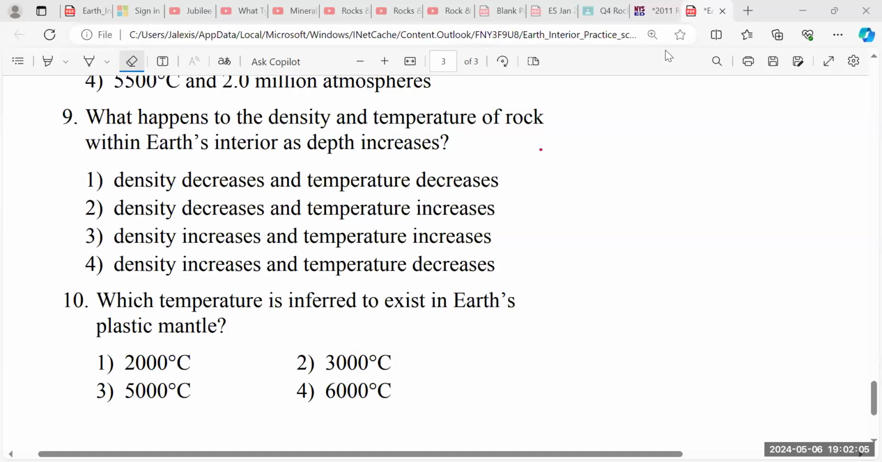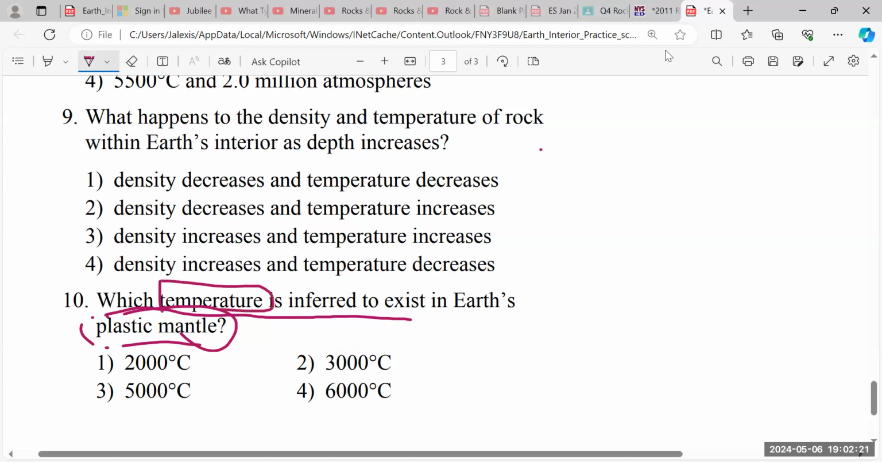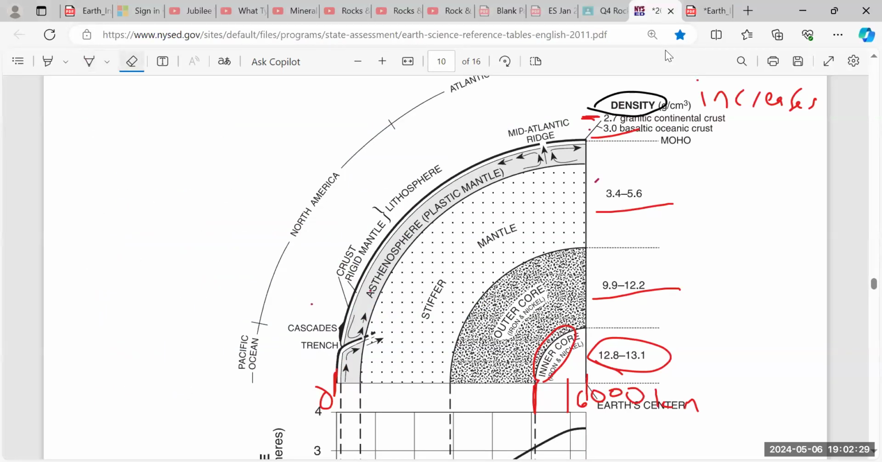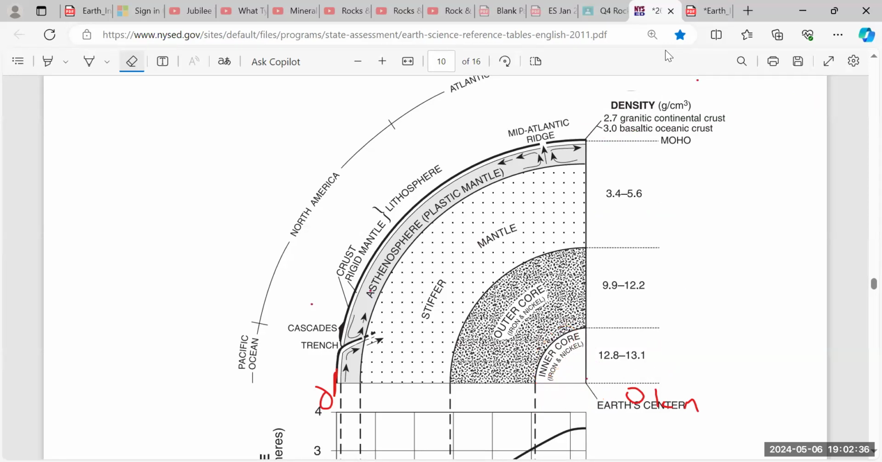All right, number 10. Number 10 says, which temperature is inferred to exist in Earth's plastic mantle? So we have to find which temperature is inferred to exist in the plastic mantle. So I'm going to go to page 11. I'm sorry, page 10. Oops, made a mistake. I'm only human, right?